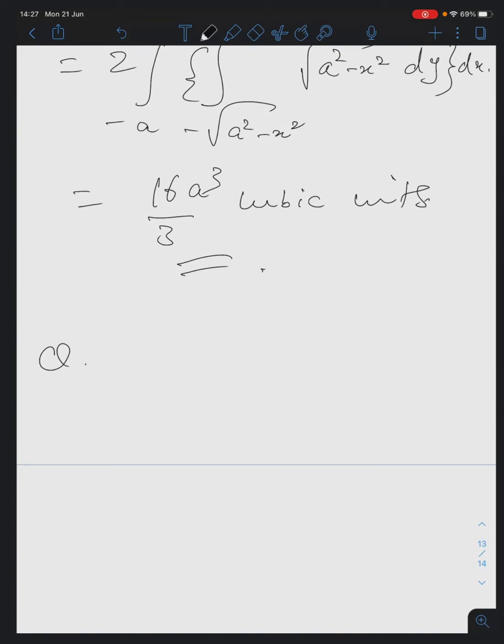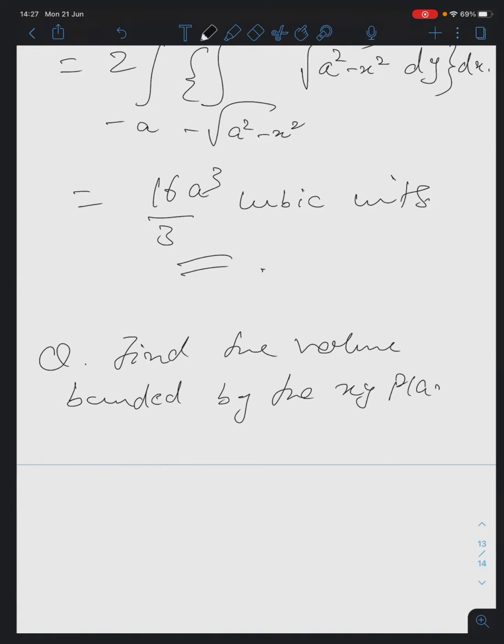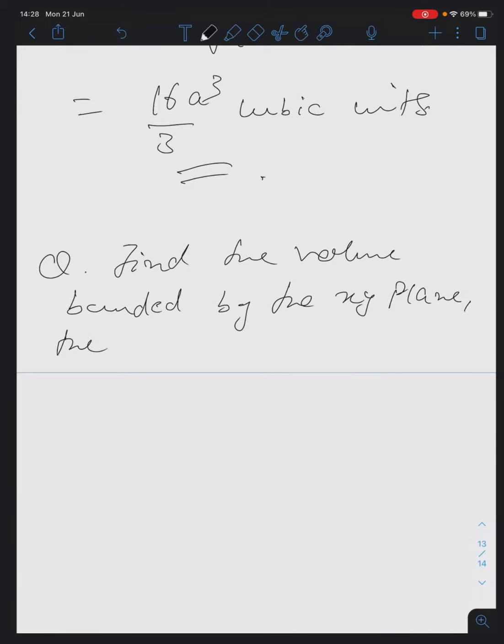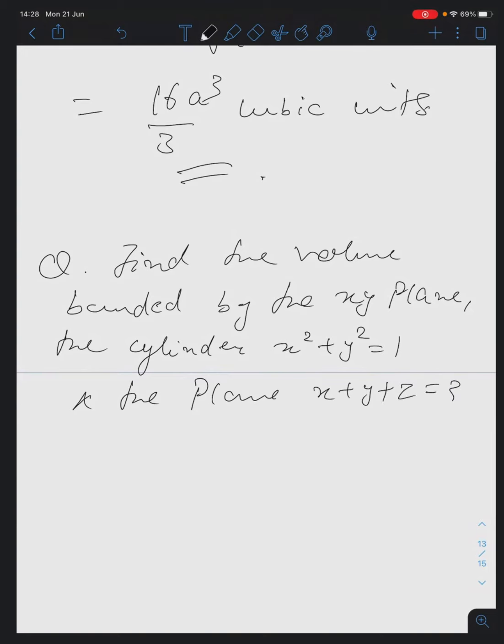Now try this one. Find the volume bounded by the xy plane, the cylinder x square plus y square is equal to 1 and the plane x plus y plus z is equal to 3. Sometimes it is not required to draw any of these things because drawing this 3D is quite difficult. So based on the given information you can find your limits and all.